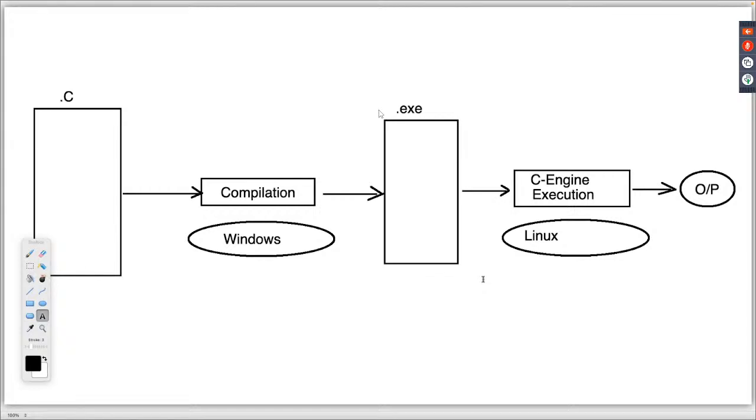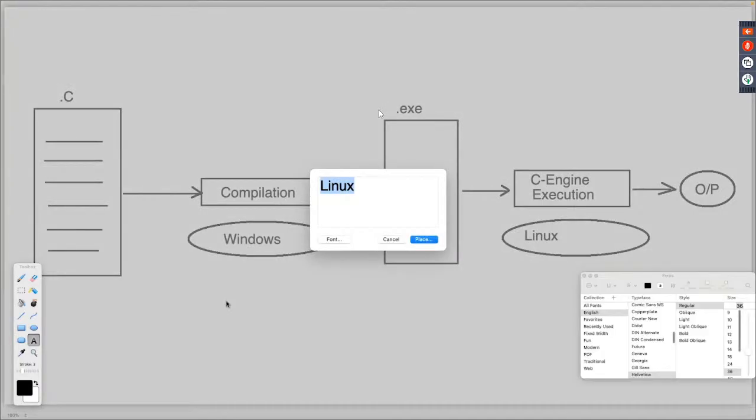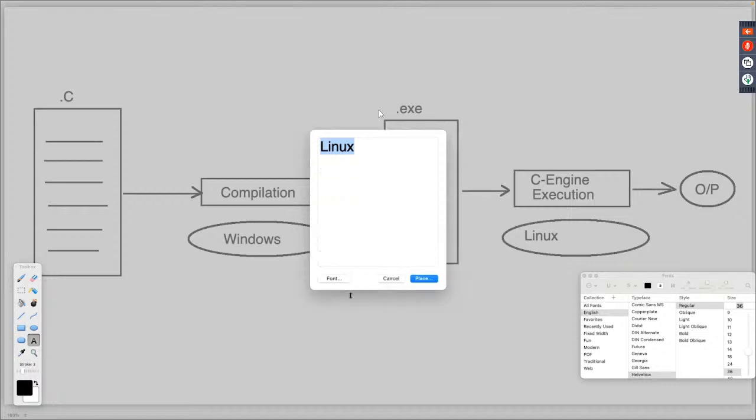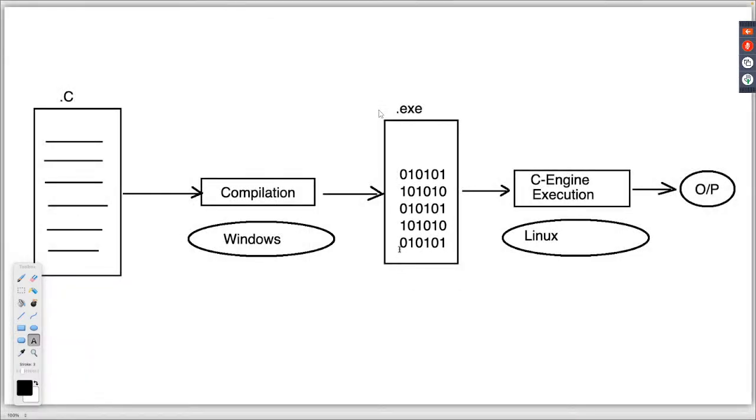Now let us understand the content clearly. Here I have written the .c program. This is a high level program, a developer understandable language and representation. When we compile the C program, we get the .exe file. The .exe file has some executable code; directly executable code is available inside the .exe file.